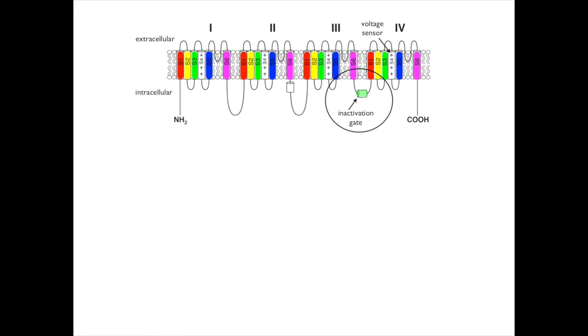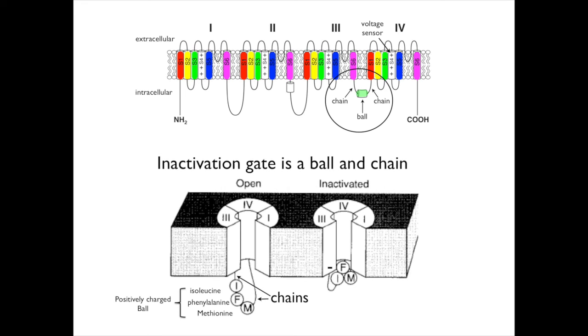The gate consists of a ball and 2 chains. The lower figure shows the channels embedded in the membrane. Only 3 domains, domain 1, 3, and 4, are shown, with the chains connected to domains 3 and 4. The ball has a unique amino acid sequence, the IFM motif, that is connected to intracellular linkages, the chains. But the particular amino acids that compose the ball are not of importance for our purposes. What is important is that the ball is positively charged.